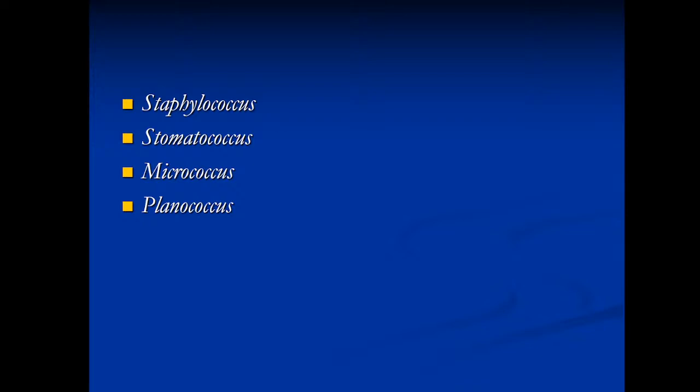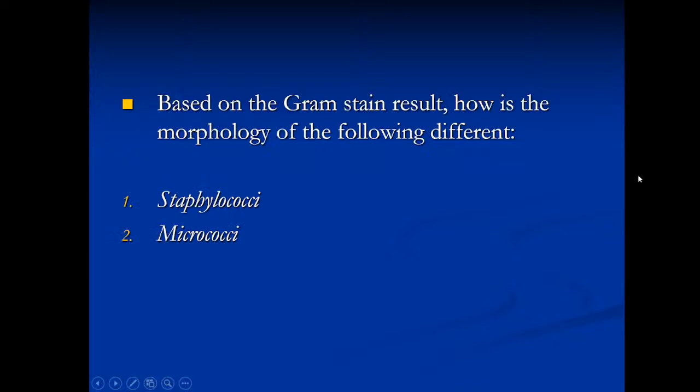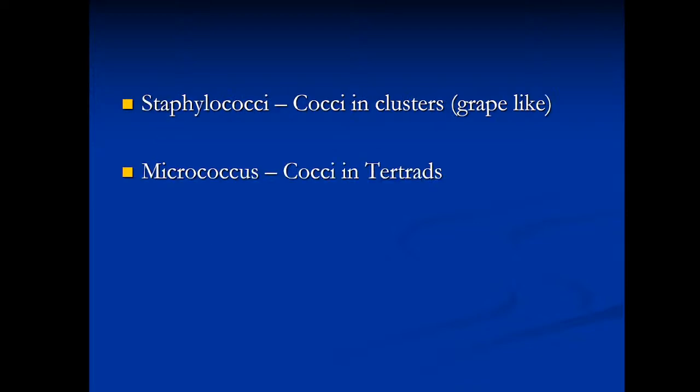Now, if we're going to talk about them in the gram stain, the morphology will be as follows. Staphylococcus will be in clusters, while Micrococcus is a little different. Micrococcus is gram-positive cocci in tetrads. What do I mean by tetrads? They are in clumps of four, while Staphylococcus are in a grape-like cluster.